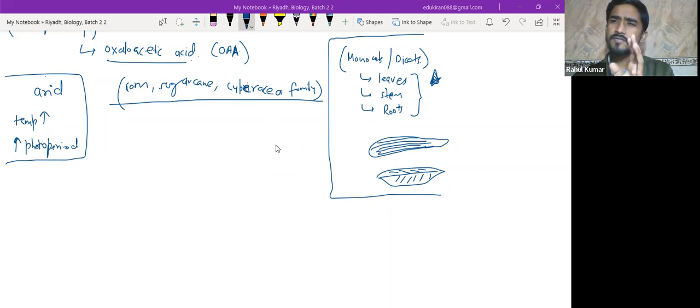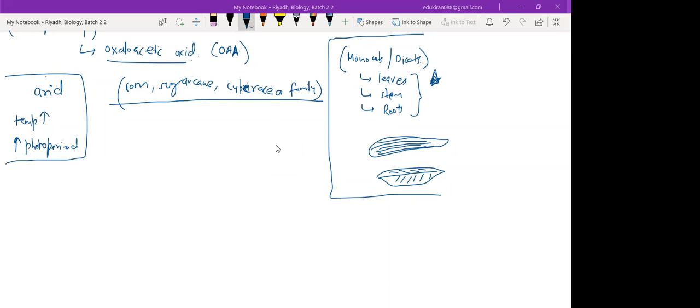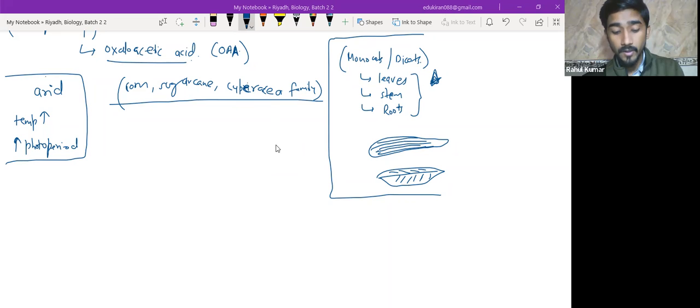Now how is it different from normal respiration? For us, for animals to respire, do we need light? Is it light dependent? No. But in plants, there is photorespiration, which is light dependent. So write down this difference.